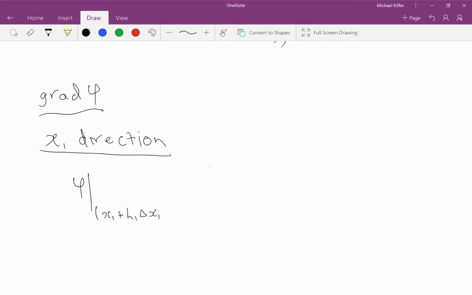Sorry, no. We're just going to say plus delta x1 and x2, x3, because we're assuming we don't move in those directions. We're going to subtract that from our scalar function evaluated at our original point to find the difference in those two scalar values.